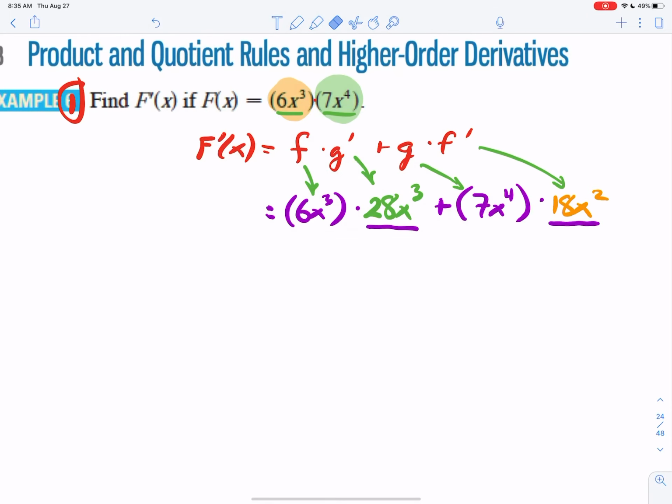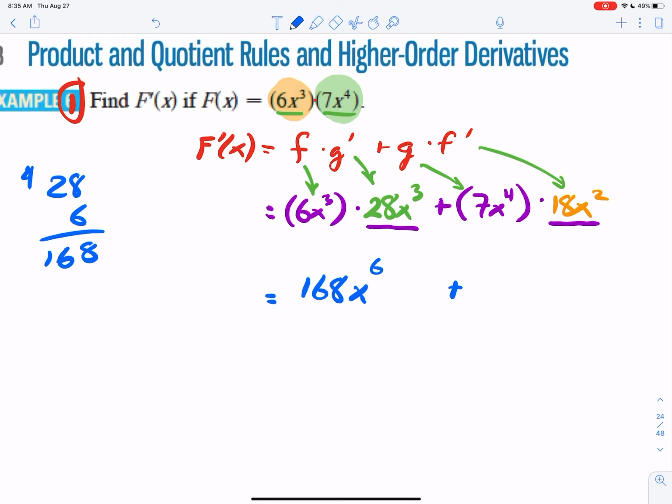Here we go. Right here, in the first term, we have 6x cubed times 28x cubed. 28 times 6 is 168. And then how many x's do we have? We have x cubed times x cubed. That's x to the 6th power. Okay, when you're multiplying with the same base, you add your exponents.